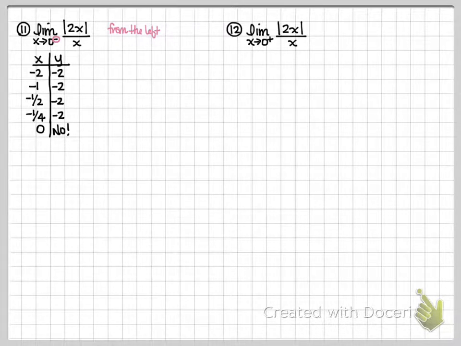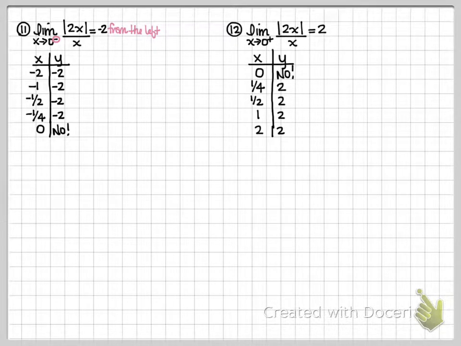So all I really care about is what does it look like it's getting close to. Well, take a look at my y's. I know that if I keep plugging in negative numbers that are closer and closer and closer to 0, I'm just going to keep getting -2. So way back up here, let's squeeze our little equal sign in there. It's going to be -2. Now it's not going to get there, which is okay. Remember, it's about the approach. Why don't you try number 12, and then we'll compare answers.